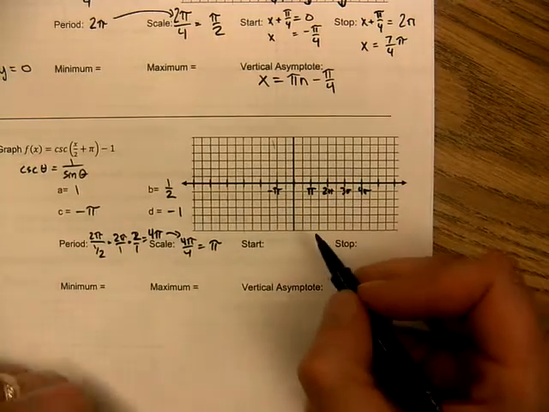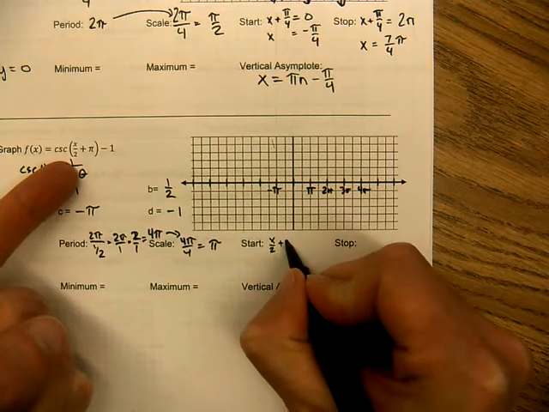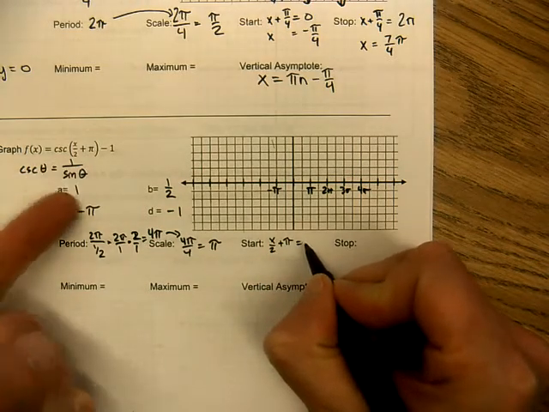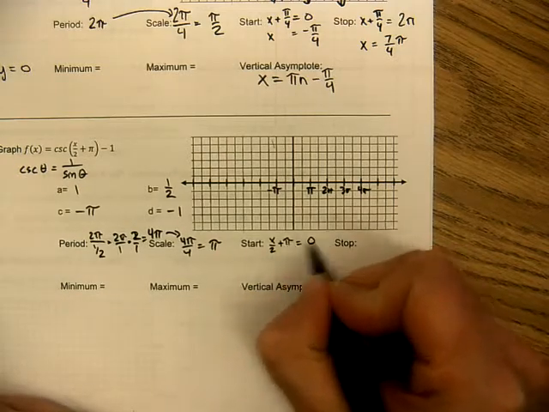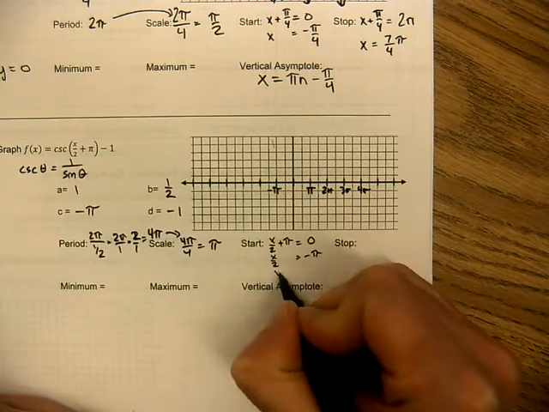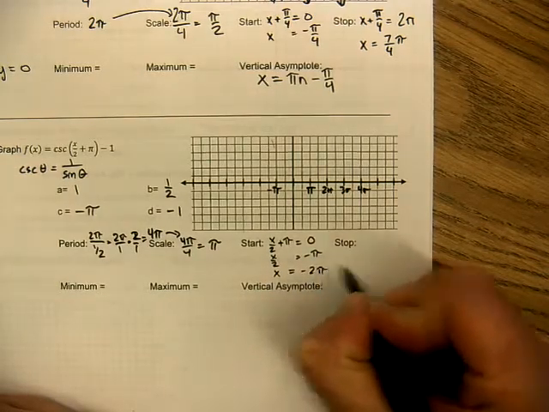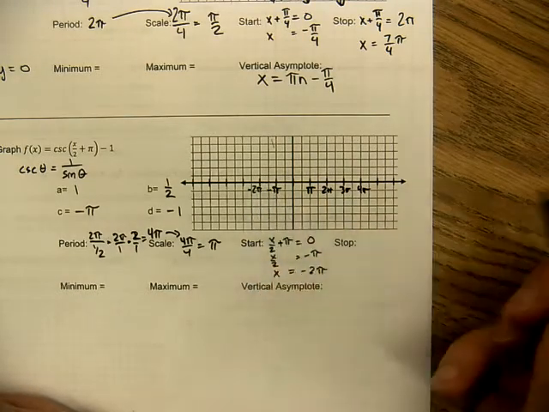All right, and let's see, where do we start and stop? So we're taking everything in the parentheses, x over 2 plus pi, and the sine curve normally starts at 0. We set this equal to 0. Let's subtract pi from both sides, and then multiply both sides by 2 to get x by itself. So we're starting at negative 2 pi. So let me add another negative 2 pi here on my scale.